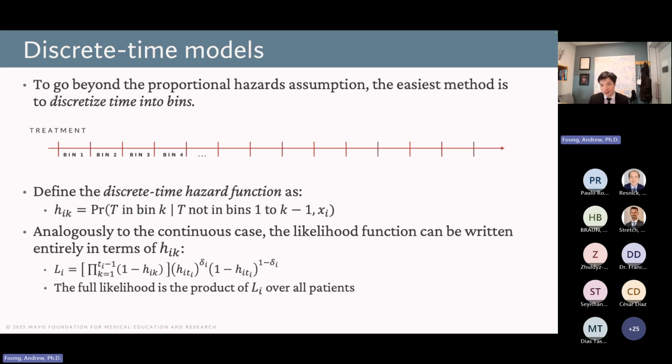Analogously to the continuous case, we can rewrite the likelihood function entirely in terms of these discrete time hazard ratios. Previously we rewrote the whole likelihood function in terms of the continuous time hazard ratio. If you do the math again in the discrete time case, you get the following expression. You don't have to worry about the contents of this expression. The only important thing is to realize that the full likelihood involves multiplying over all these discrete time hazard functions, and that this is very straightforward to compute on a computer. You can just put this into your Python code or your R code, and you get a number out.